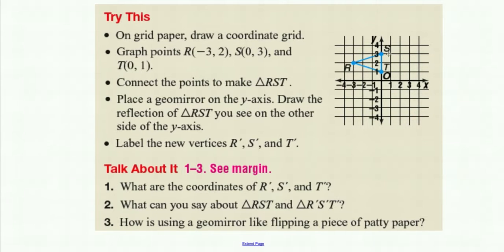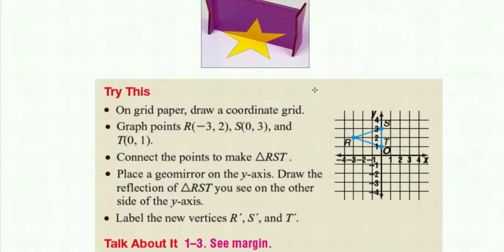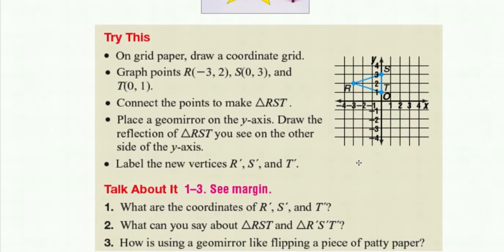So this is your y-axis. Draw the reflection of triangle RST. Okay, you can see the other side of the y-axis. So basically, if you get that geomirror and you put it on the y-axis right here, you can actually draw a reflection of the triangle, and this is how it's going to look like.